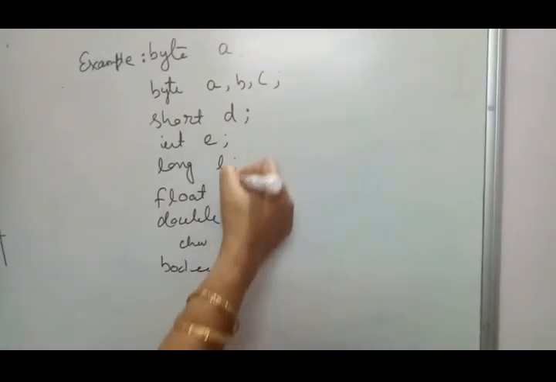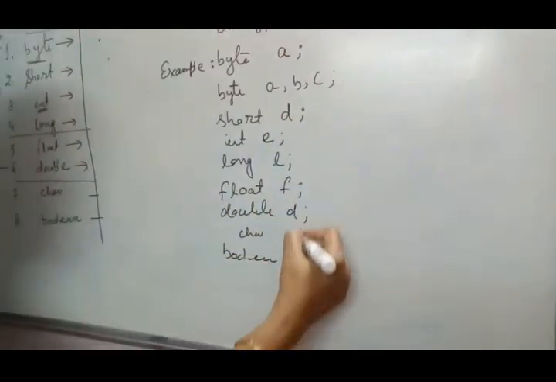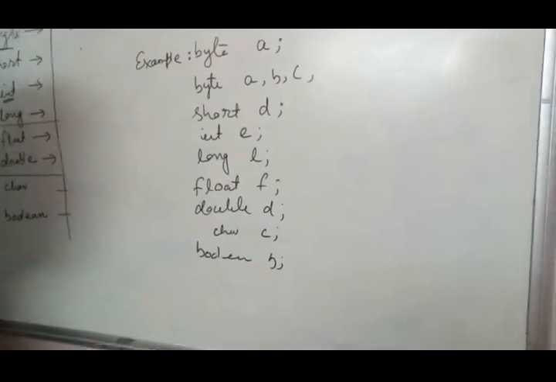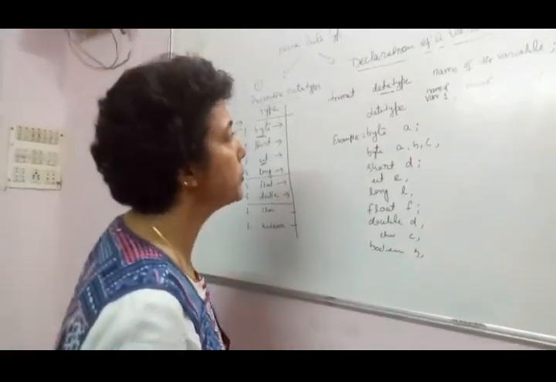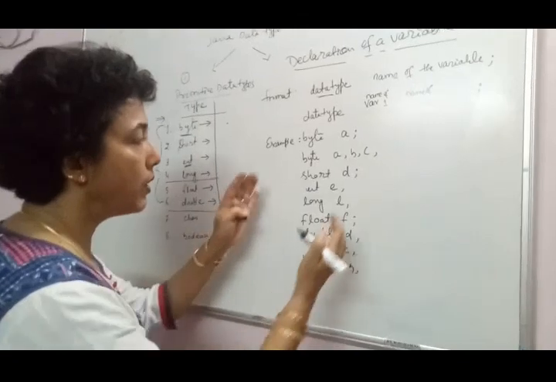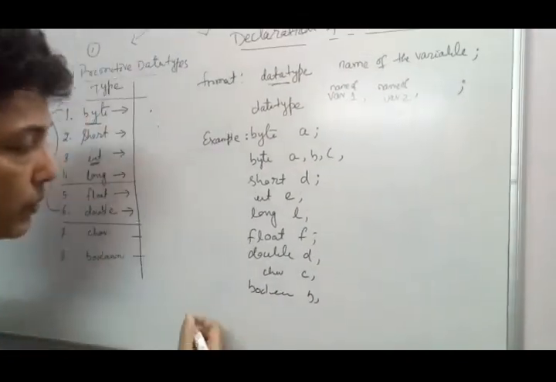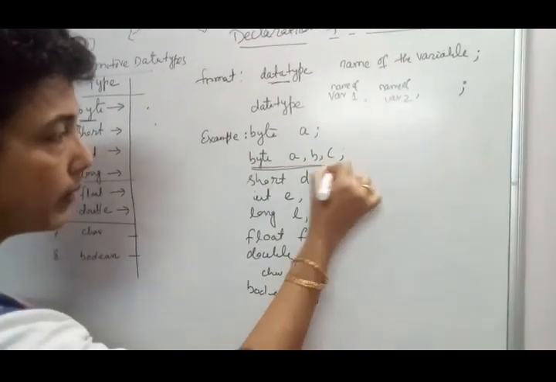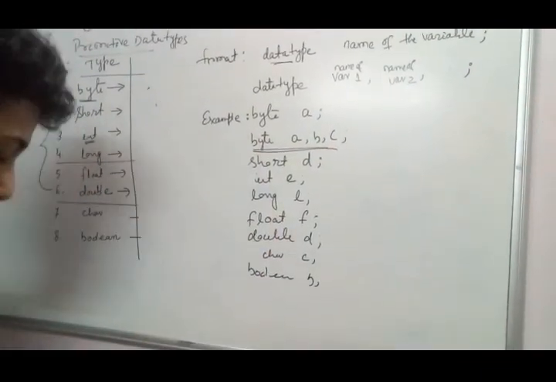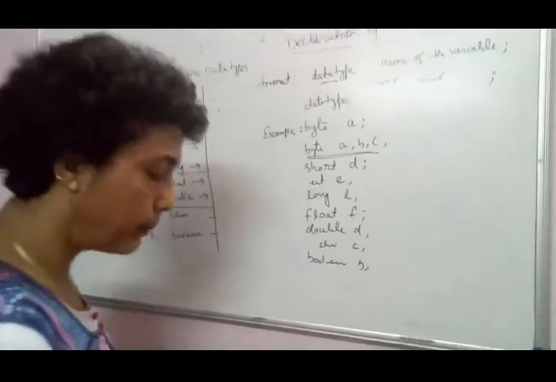Now these alphabets I have used for naming the variables will be decided by you. You can take any variable name of your choice. Here all single variables are taken. I can take multiple variables in one statement also, like this. So this is how you declare a variable.